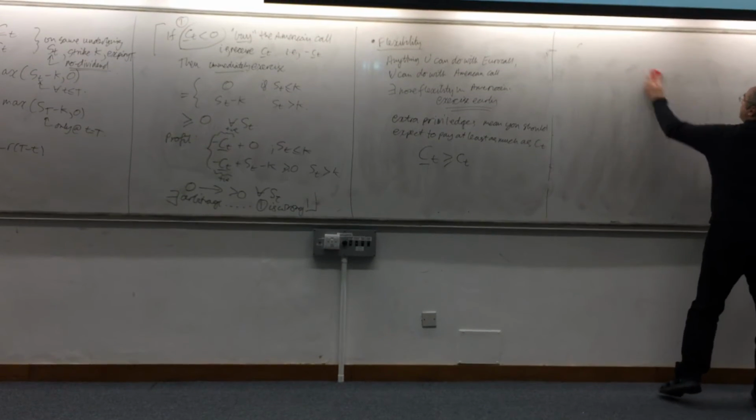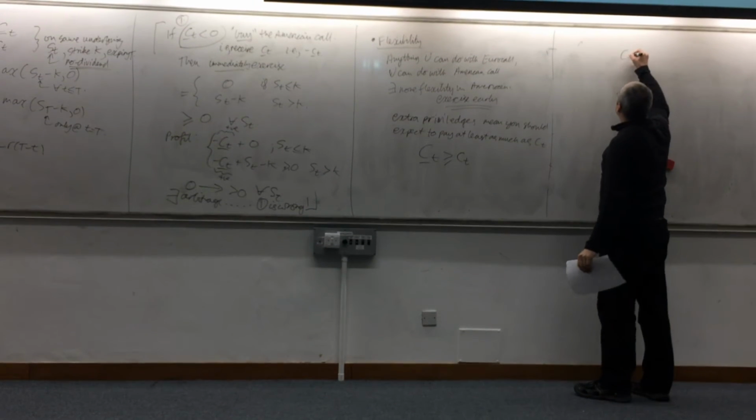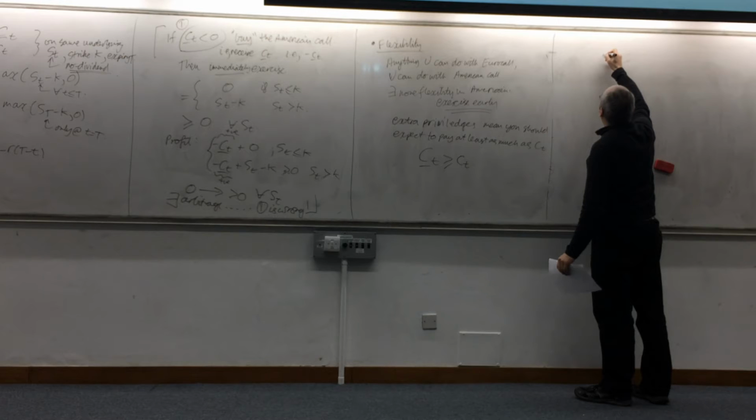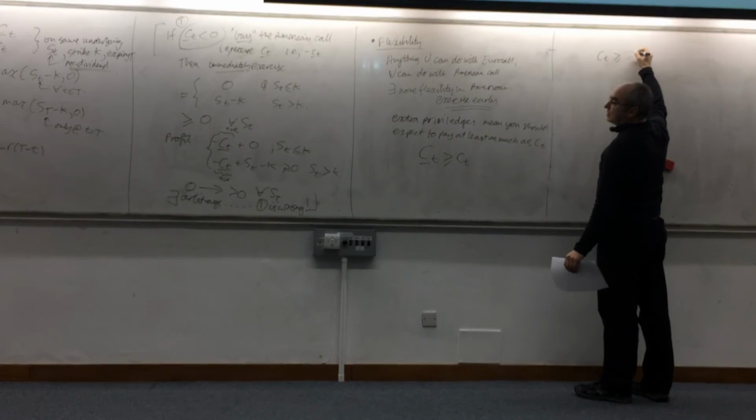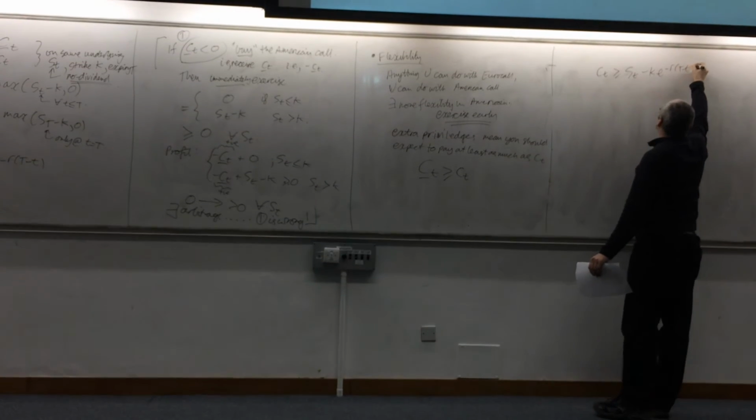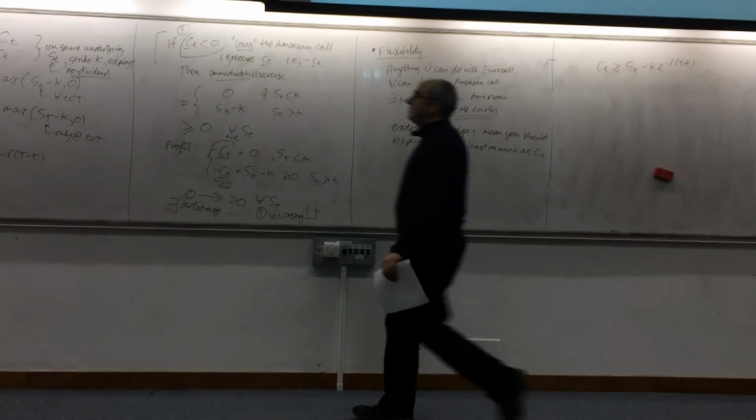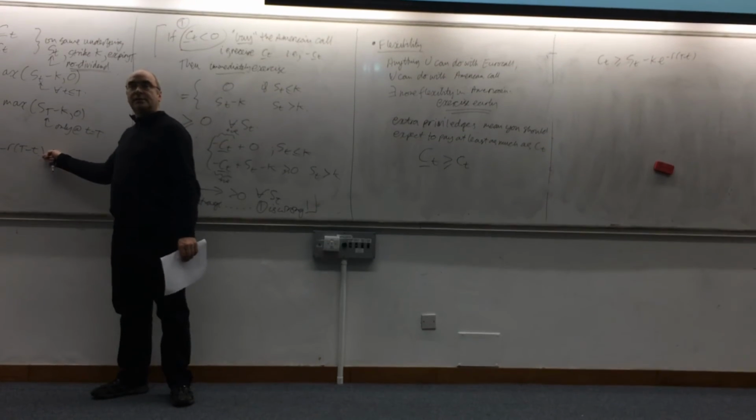Right, so now we know something about CT. We know that CT must be greater than or equal to ST minus K e to the minus r(T minus t). That's what the lower bound is here. Okay?